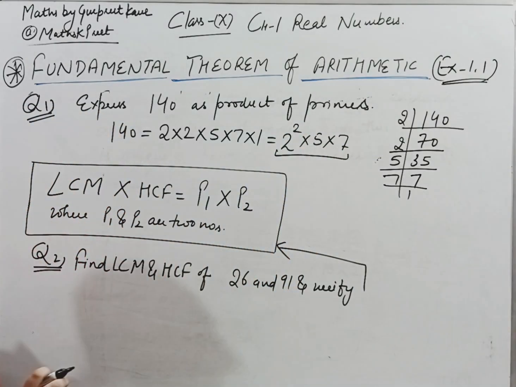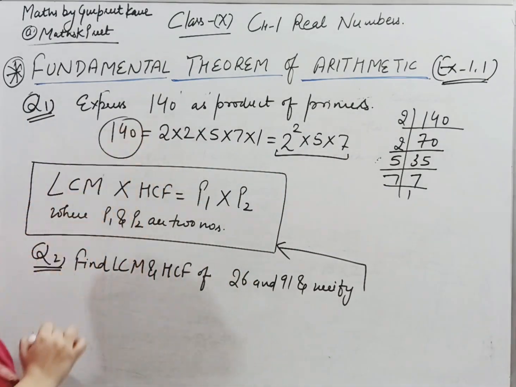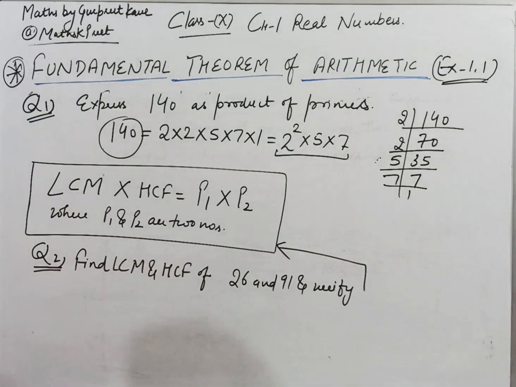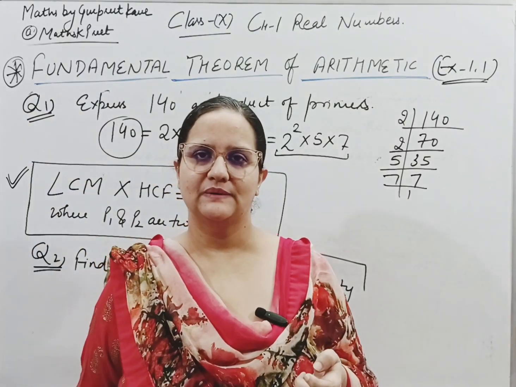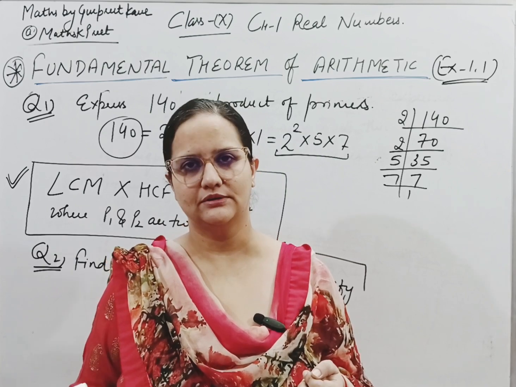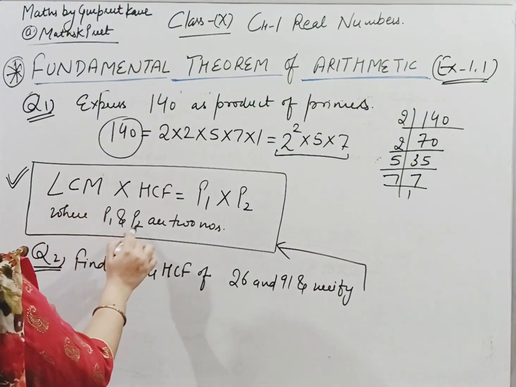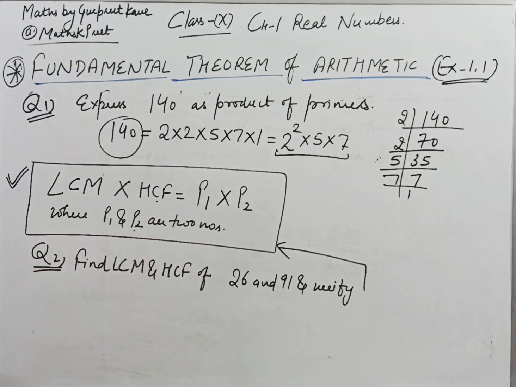This expression is unique according to the Fundamental Theorem of Arithmetic. Why? Because 140 is a composite number and we can express every composite number as the product of primes, and that representation is always unique. So we have to perform all the parts in question number 1 like this only. It's very simple. So the next concept is saying that the product of HCF and LCM for two numbers is always equal to the product of the numbers for which we are calculating the HCF and LCM. So it's saying that LCM of P1, P2 multiplied with HCF of P1, P2 will always be equal to the product of those numbers.